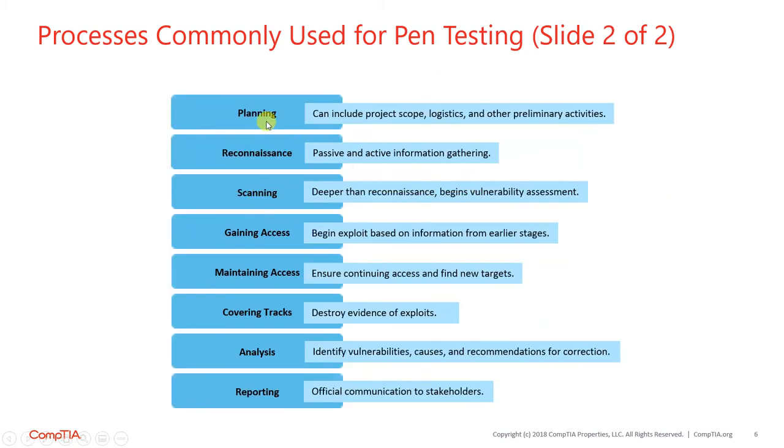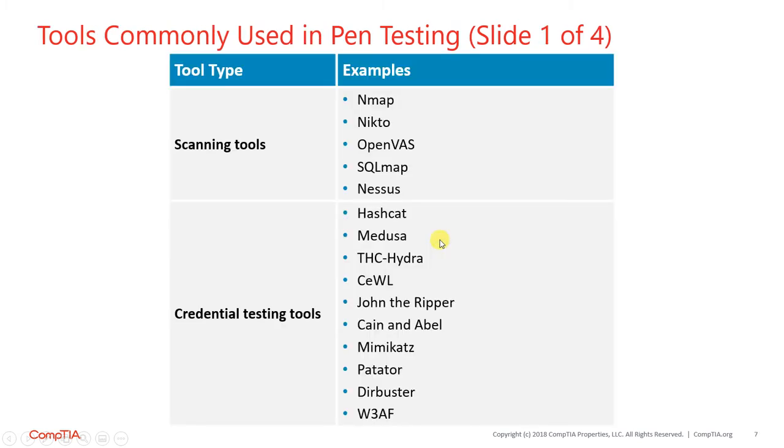Okay, so planning can include project scope, logistics, and other preliminary activities. Reconnaissance: passive and active information gathering, right? Scanning, so deeper than reconnaissance. So this is what I was explaining now. Gaining access: begin exploit based on information from earlier stages. All right, so tools commonly used in pen testing. Let's look at the tools that we are going to use to conduct a pen test, right?